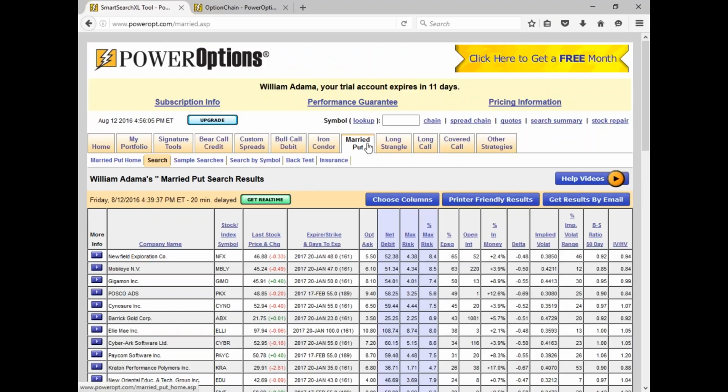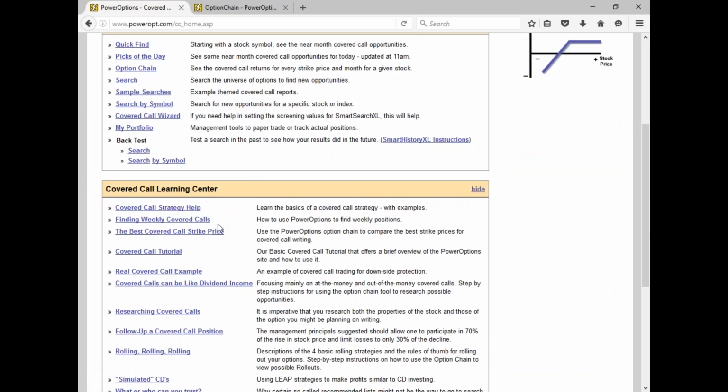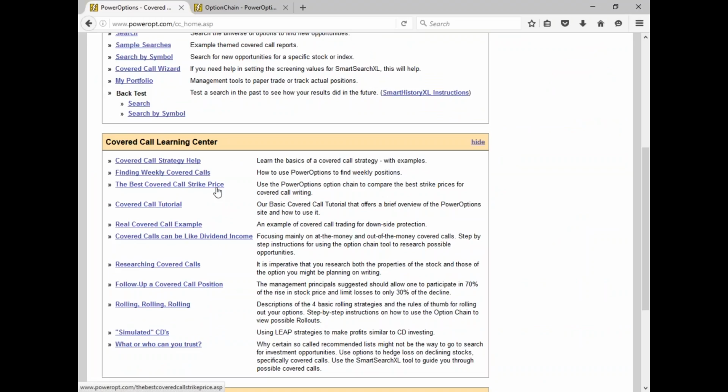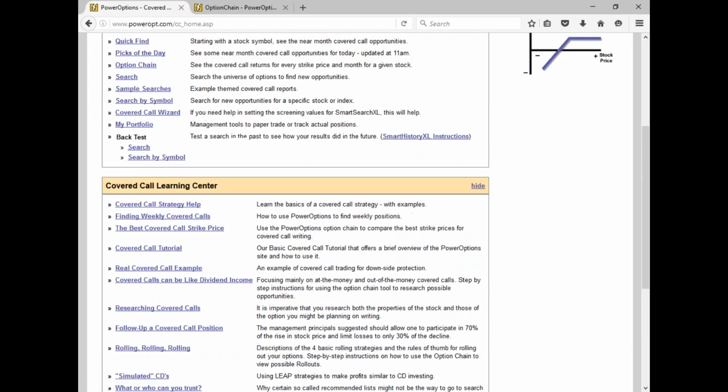Okay, so there are 3 rules of thumb that you can consider when looking to roll a covered call. There's many different ways to approach it. Let me go to covered call. In the covered call page here, Timmy, there's a couple things in the Learning Center. Follow up a covered call position is one, and rolling. But following up a covered call position has some good guidelines on whether you started in the money, at the money, or out of the money, and when you'd look to manage it.